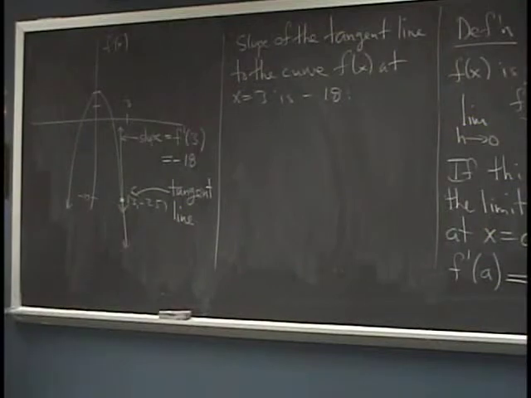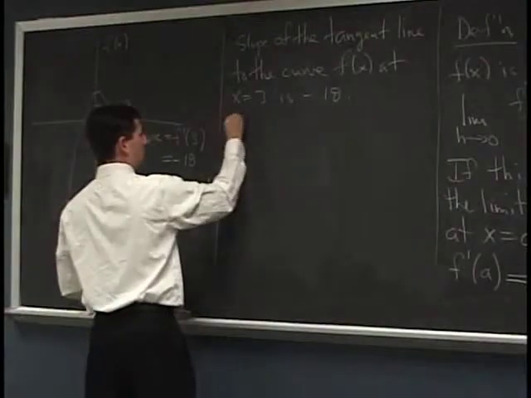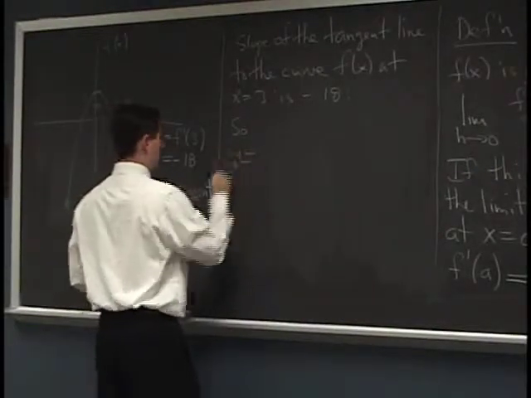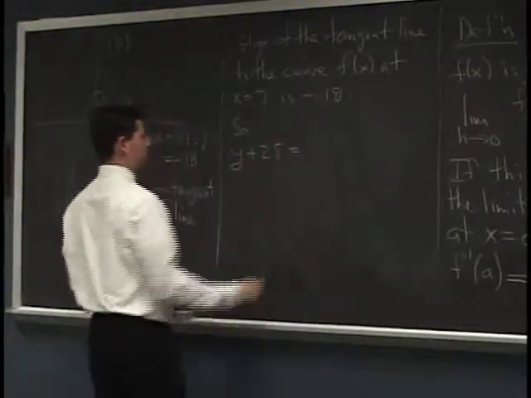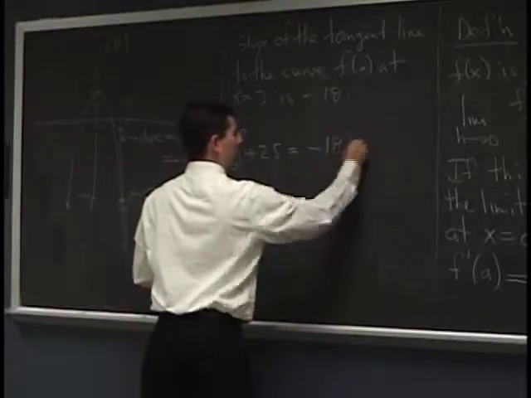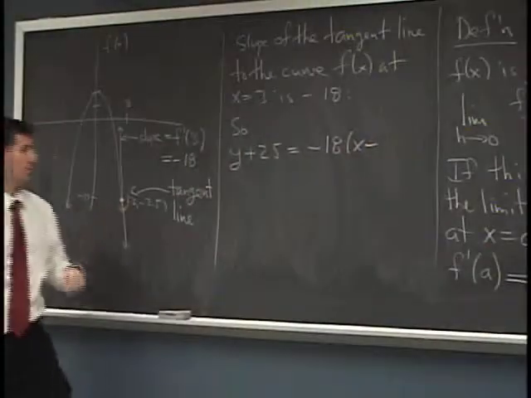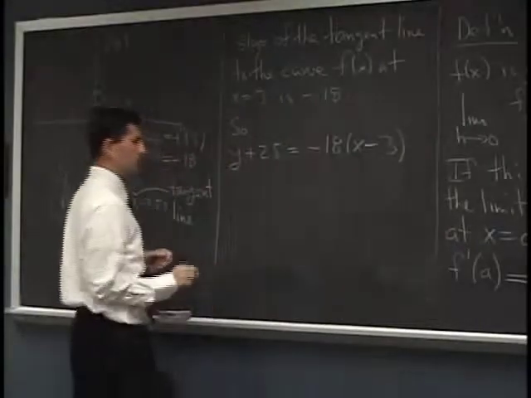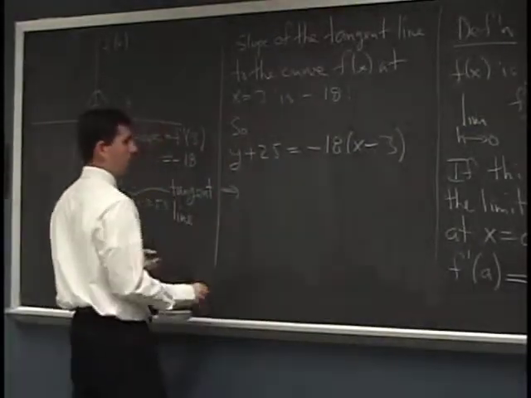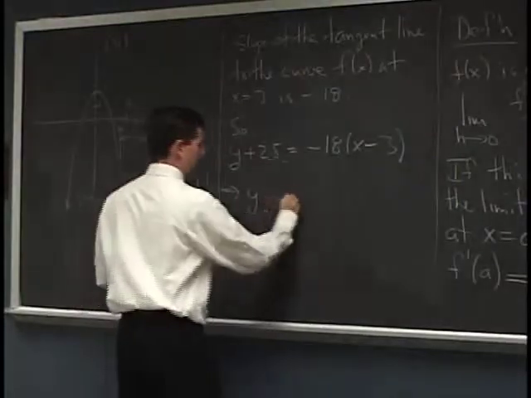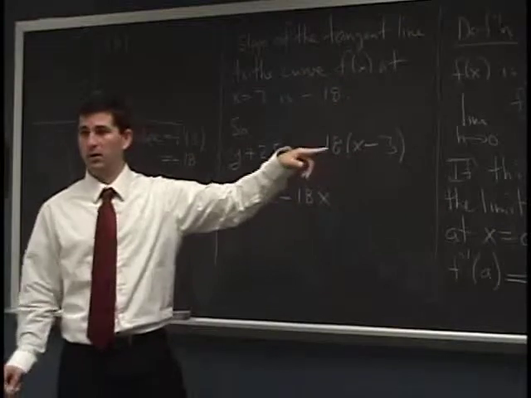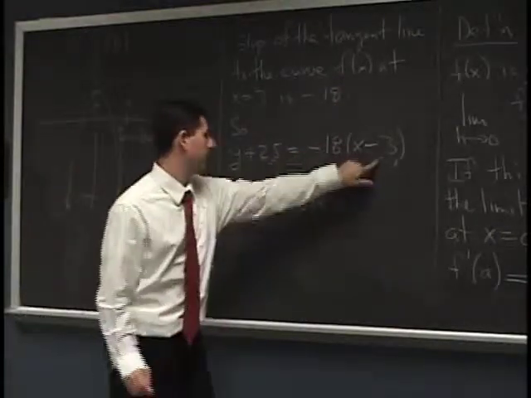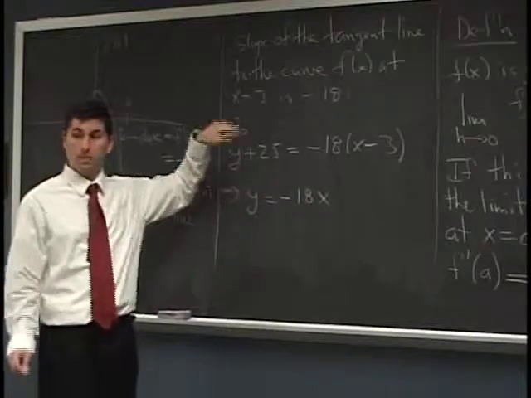We have a point and we have a slope, so we can use point-slope form. So the point, y minus negative 25 becomes y plus 25, equals the slope, minus 18, times x minus the x-coordinate, which is 3. Okay, we'll rearrange. So y equals negative 18x. Now let's see here. What's 18 times 3? That's 54. You have minus 54. Then you're going to subtract 25, so it's minus 79.